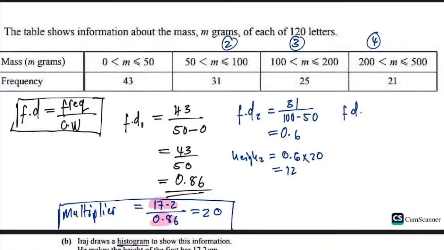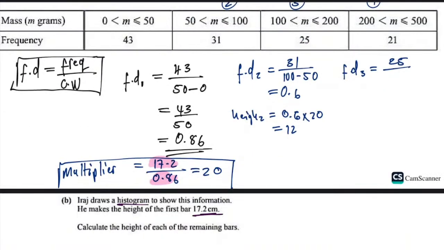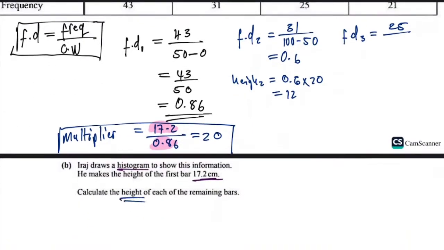Frequency density, the third one: what is the frequency? 25 divided by... When you see the word height, be careful, because it may not be the frequency density. If it's frequency density, then you know how to get it. It's going to be easy. If it's height, then first you get the frequency density and find the multiplier they need. Here we found it to be 20. That's the multiplier they needed.